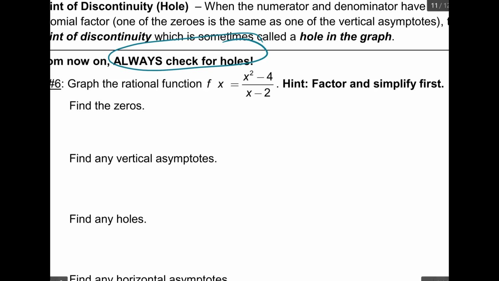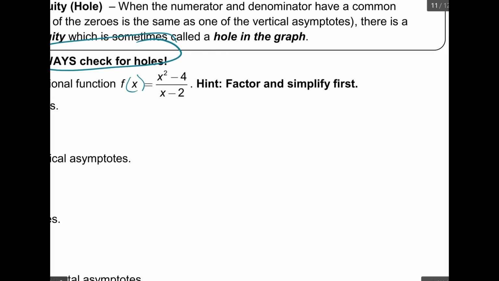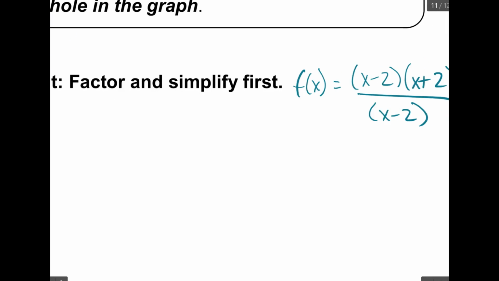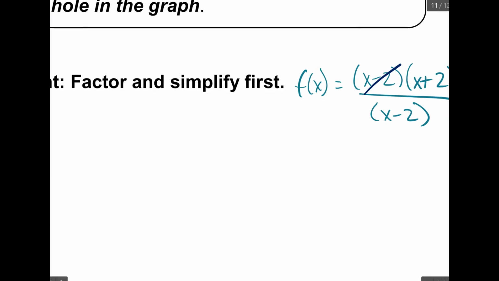How can I factor the top? Yeah, it's a difference of squares. So I can say f of x equals x minus 2 times x plus 2 all over x minus 2. So factor and simplify. How would I simplify this? Okay. Cancel that out. But in order to cancel that out, I have to make sure I state that x cannot equal positive 2.